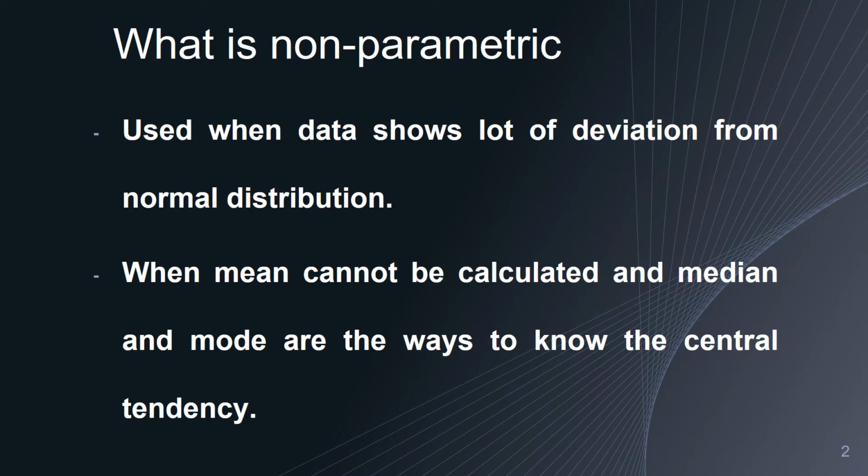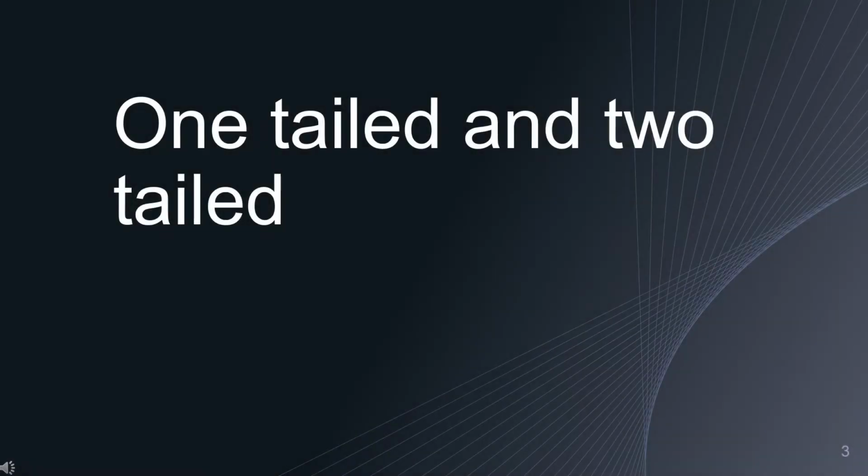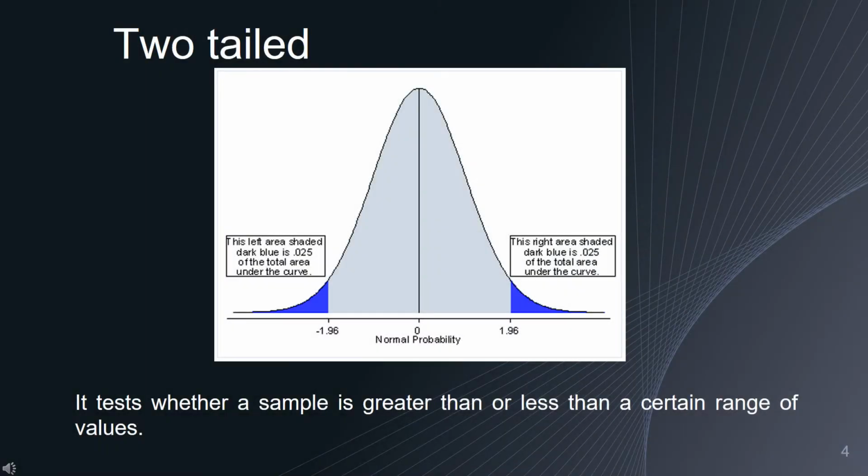In other words, when you cannot calculate mean for your sample and you have to rely on median or mode for finding out the central tendency, then non-parametric test is used. Also, let us understand what is one-tailed and two-tailed. I first explain you what is two-tailed.